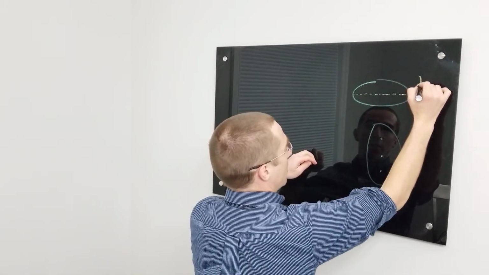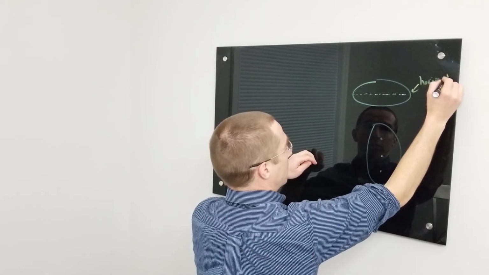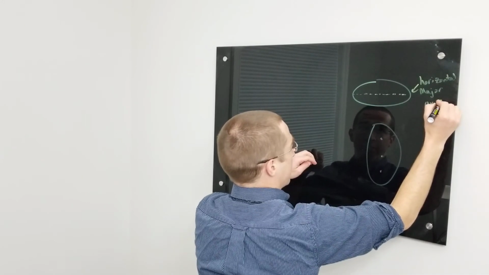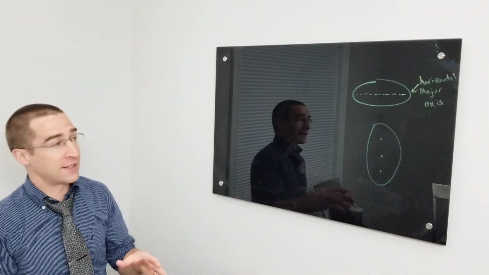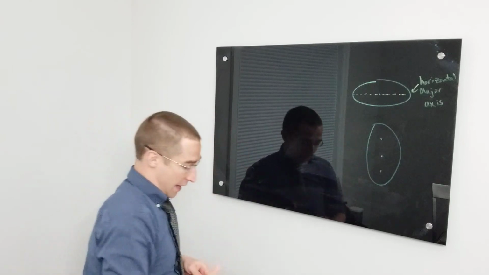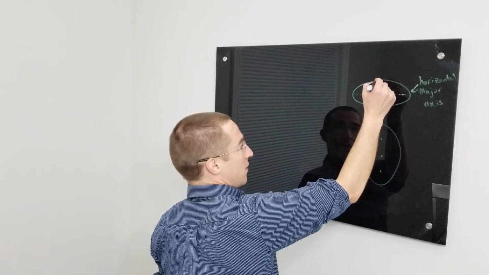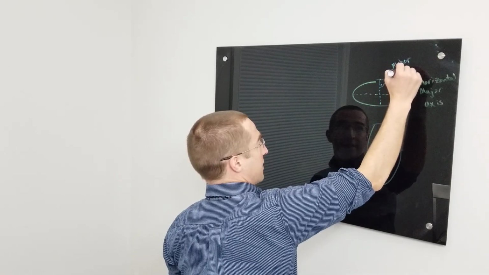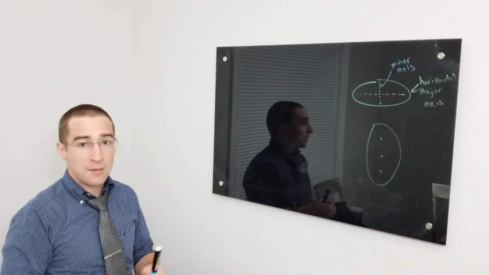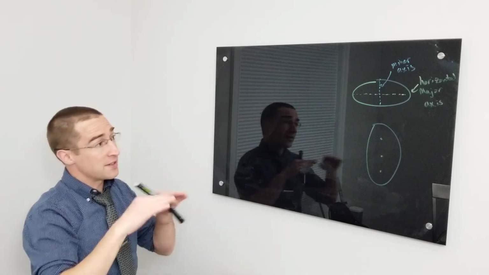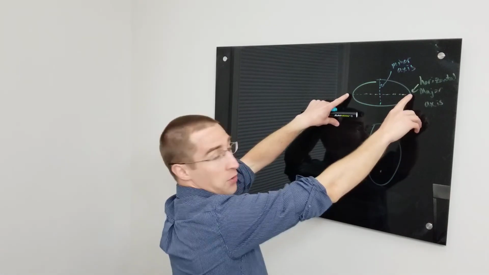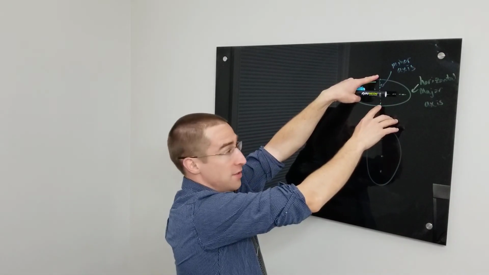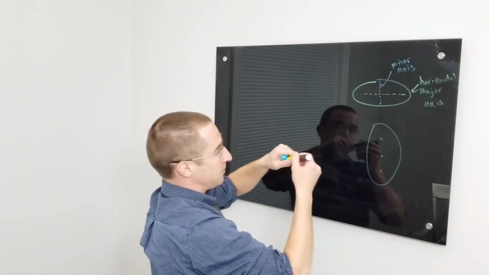One has a horizontal major axis. Now the major axis is the longer of the two axes. So here, this would be the minor axis. The minor axis is the shorter one. So basically the major axis is the furthest away two points can be on the ellipse. The minor axis is as close as two points can be on the ellipse.